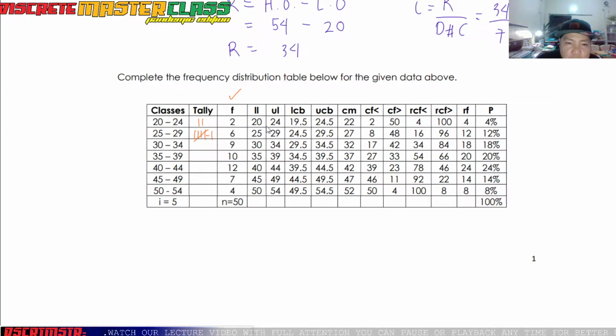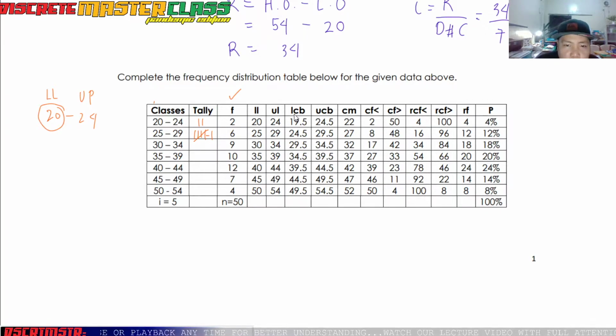So, saan galing yung 20? Yung 20, LL means lower limit. Ito yung 20. Ito yung lower, by the way, no? Sa 20 to 24, ang tawag dito lower limit, ito yung upper limit. So, kaya 20 yung LL ng first class natin kasi yung lower limit ng first class ay 20. Which is, it follows that the upper limit is 24.